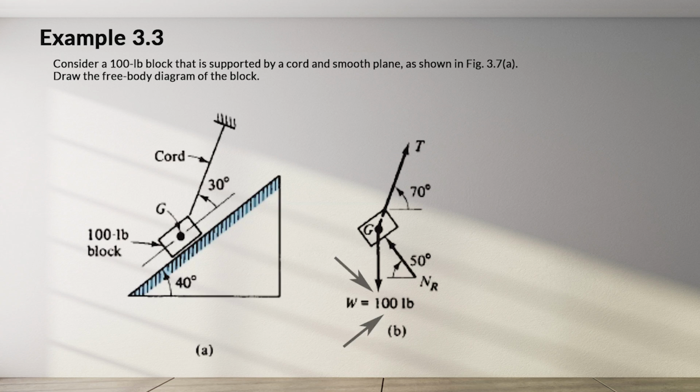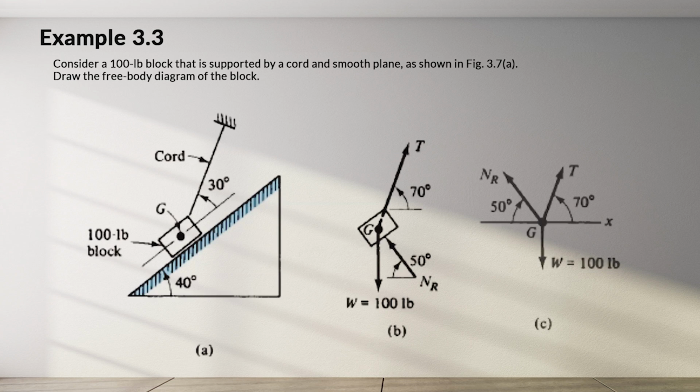The lines of action of the 3 forces intersect at point G and thus represent a concurrent force system. In Figure C, we move force Nr along its line of action so that all the forces are directed away from point G.